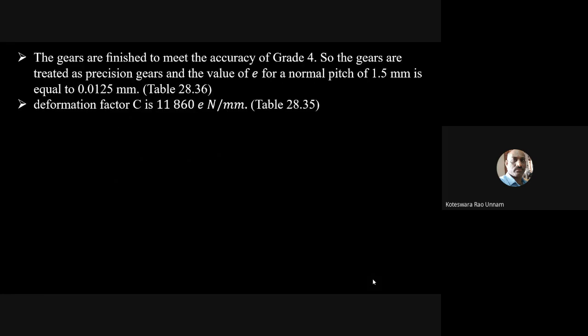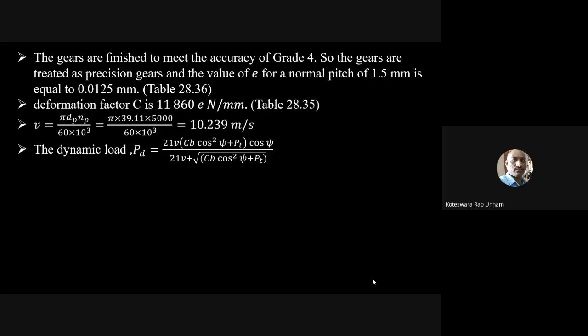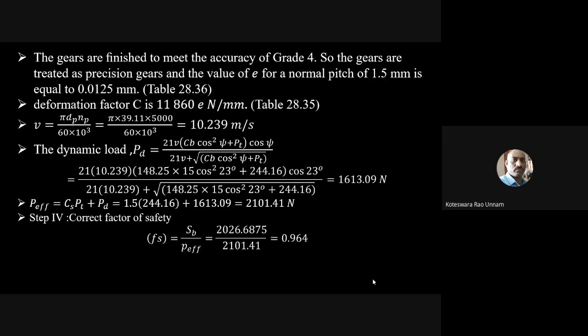So now if I want to modify this, what do I have to do? To modify this, we simply need to change the normal module value. We are taking the module value as 1.5, and with 1.5 we are getting a factor of safety of 0.964. Again I am telling you.